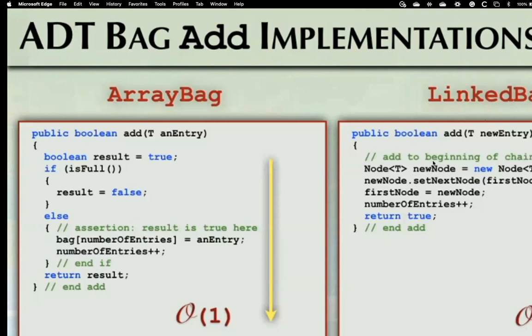Here we see in the linked implementation, we have this node. This is something that I mentioned, that you need to have this private node class. But you don't need to have that in the array bag. And so the method is big O of 1.